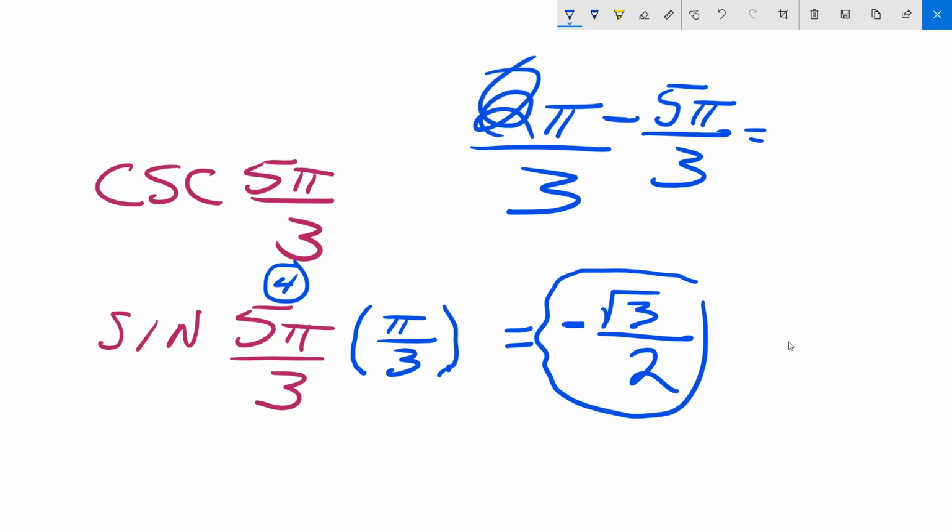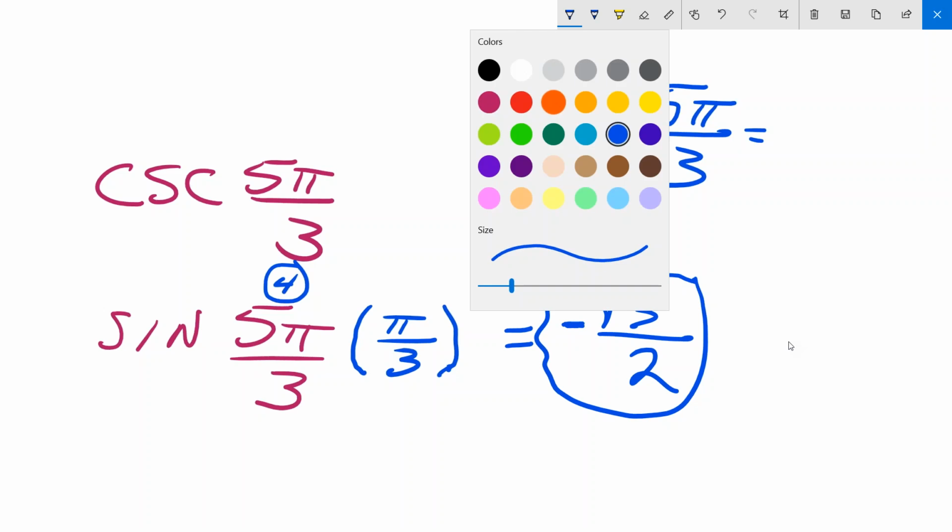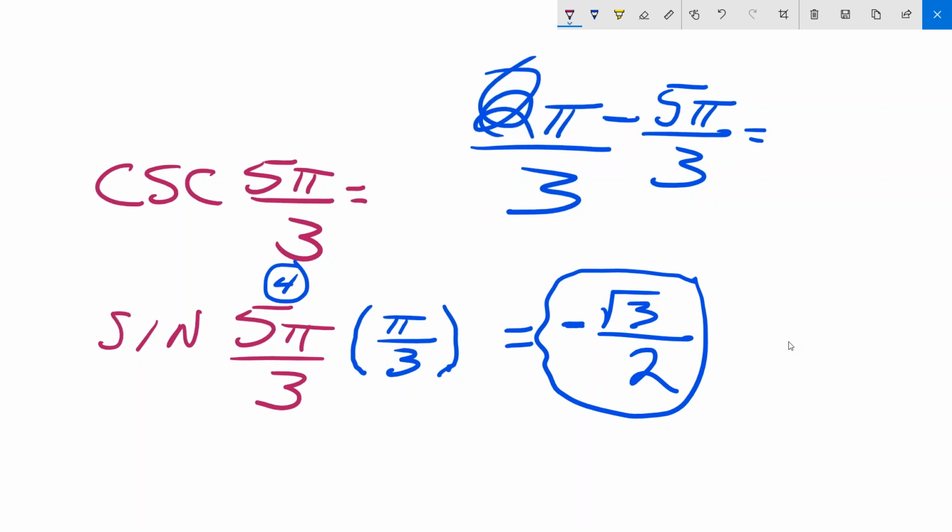But they want to know the cosecant. So what's the cosecant equal to? That's why they don't want you rationalizing it. Because you can see that when you're looking at the reciprocal, if you've rationalized it, it makes it worse when you look at the reciprocal function. So that's the answer right there.